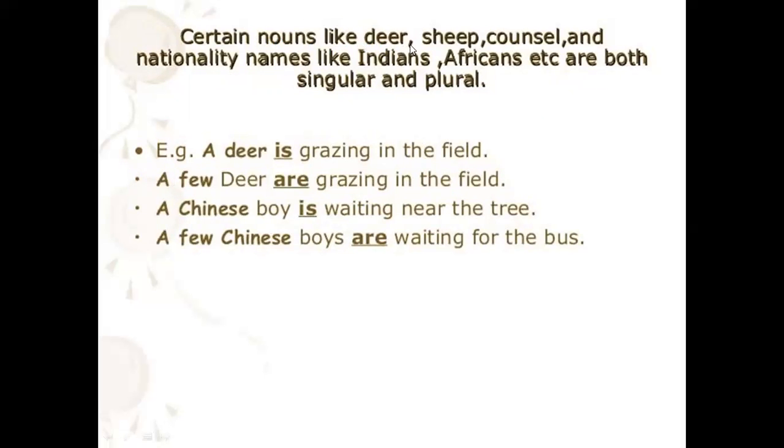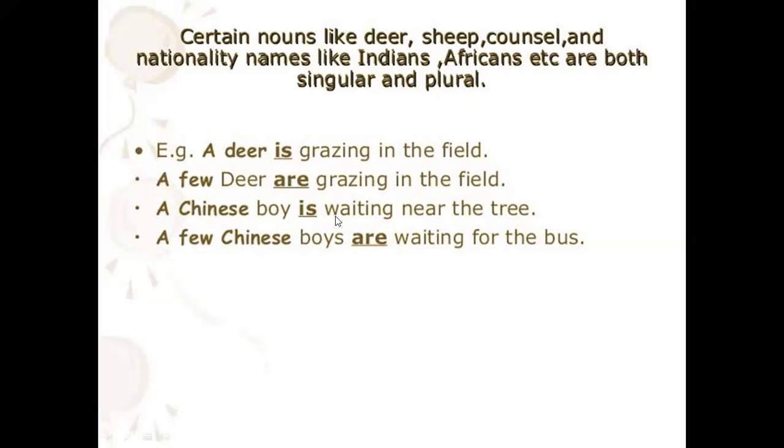Certain nouns like deer, sheep, council, and nationality names like Indians, Africans, etc. are both singular and plural. So they are considered both singular and plural. For example, a deer is grazing in the field. So here deer is considered singular as well as plural. A few deer are grazing in the field. So we can consider it singular as well as plural.